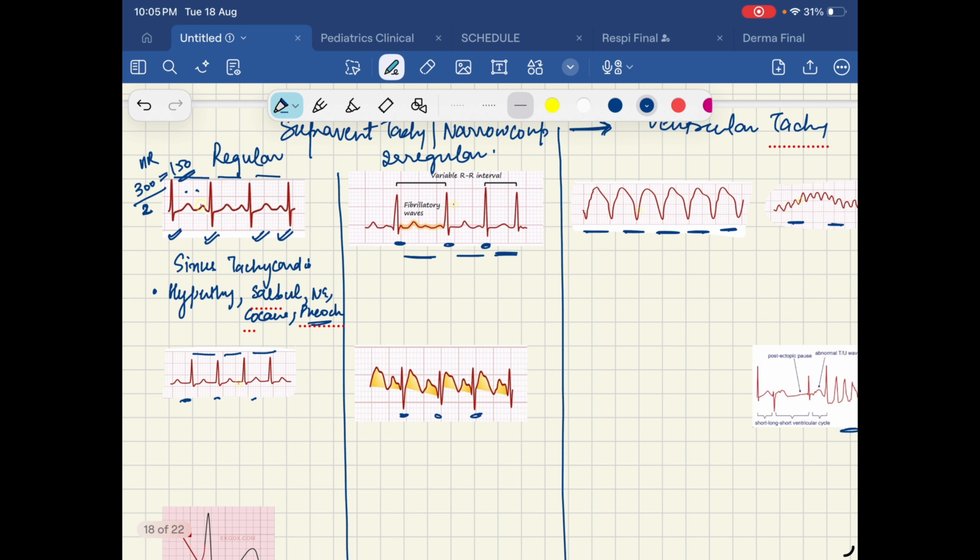QRS, T wave, QRS, T wave, QRS, T wave. So the P wave is absent. Anywhere where you find that the P wave is absent, it is called paroxysmal supraventricular tachycardia. This is very important. Whenever you spot that there is no P wave, it's just paroxysmal supraventricular tachycardia. Now let's take a look at another ECG.